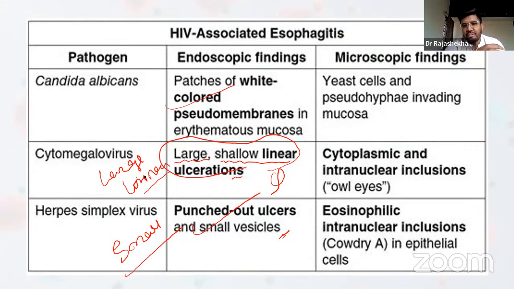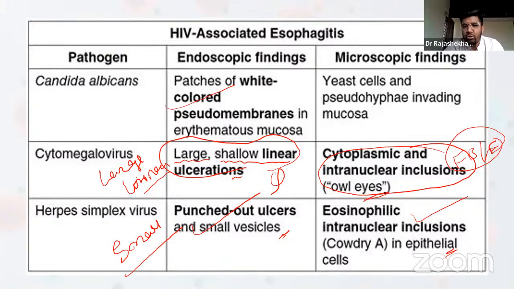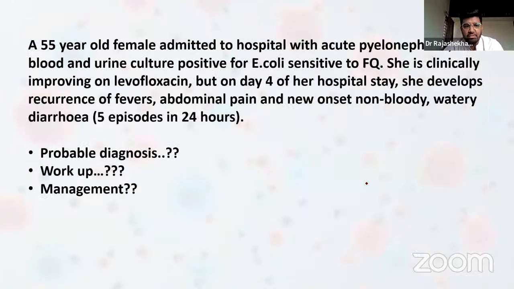And the microscopic findings of the herpes simplex, we know that there are Cowdry type A inclusion bodies in the epithelial cells, whereas there are cytoplasmic and intranuclear inclusions in the subepithelial fibroblast and endothelial cells, also called as owl's eyes in the cytomegalovirus.